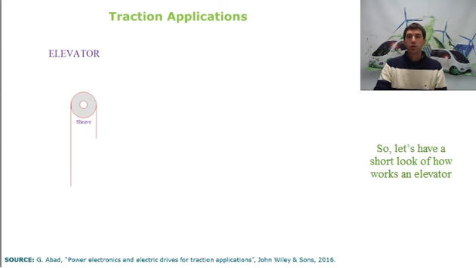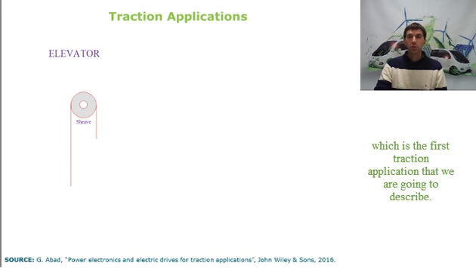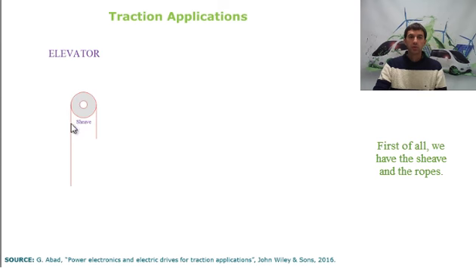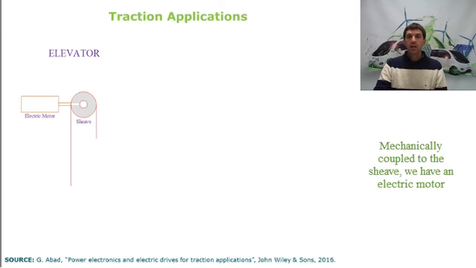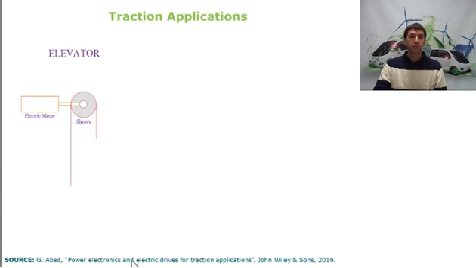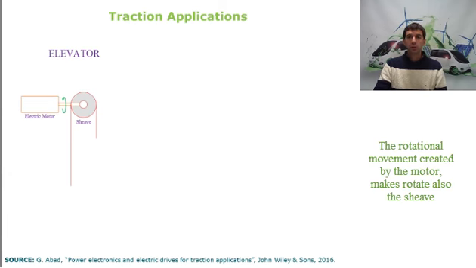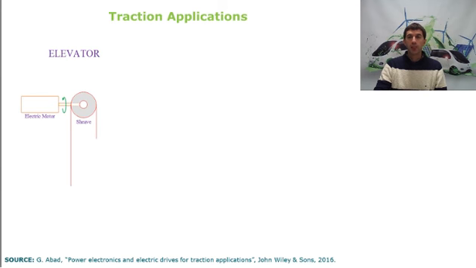So let's have a short look at how an elevator works, which is the first traction application that we are going to describe. First of all, we have the shaft and the ropes. Mechanically coupled to the shaft, we have an electric motor. The rotational movement created by the motor also makes the shaft rotate, which means that the ropes are also moved.